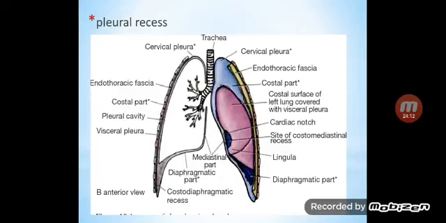There is a term named the pleural recess. What is a pleural recess? They are gaps or small spaces. They form due to reflection of one part of the parietal pleura against another part of the parietal pleura. You know that the parietal pleura has different parts, 4 parts as I said. So reflection of one part of the parietal pleura against the other part forms these pleural recesses.